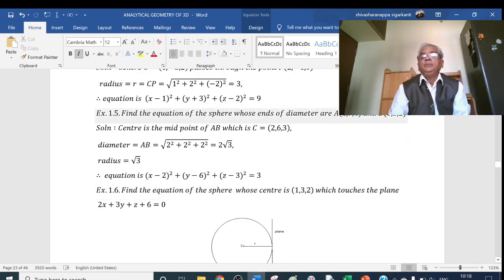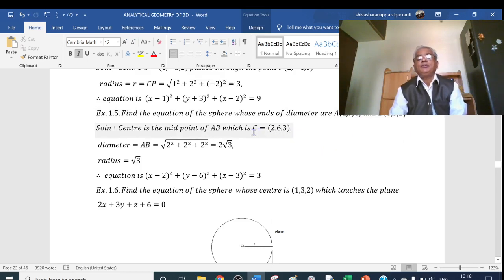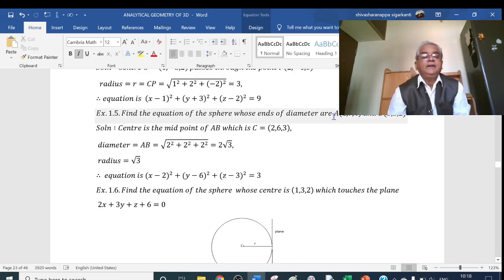So here, using the midpoint formula, we can find the center. A and B are two points here. The midpoint is nothing but the center. The midpoint formula is ((x1 + x2)/2, (y1 + y2)/2, (z1 + z2)/2). So the center is given by (1 + 3)/2, 4 by 2 is 2; (−1 + 5)... 7 plus 5 is 12, 12 by 2 is 6; 4 plus 2 is 6, 6 by 2 is 3. So this is the center. The midpoint of the diameter is nothing but the center. And what is the length of the diameter here? The diameter is given by AB. AB is the diameter.